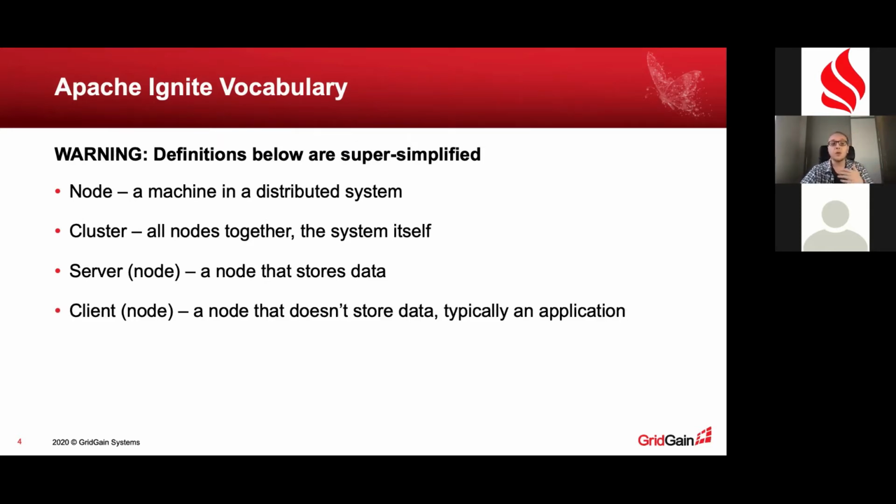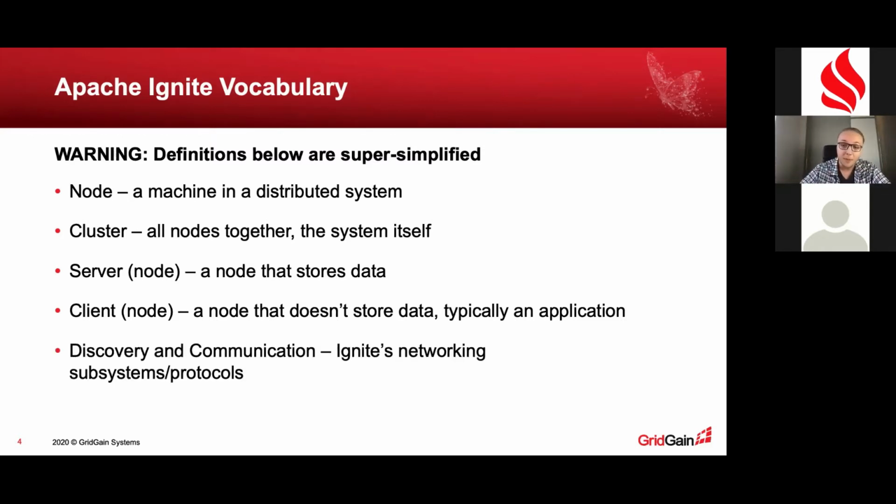A client node is a kind of node that does not store data. Typically, this is a node which represents an application. An application would include a client node in itself to connect to the cluster of Apache Ignite and to be able to communicate with it.